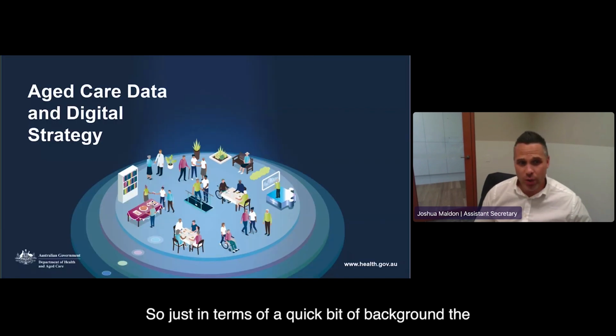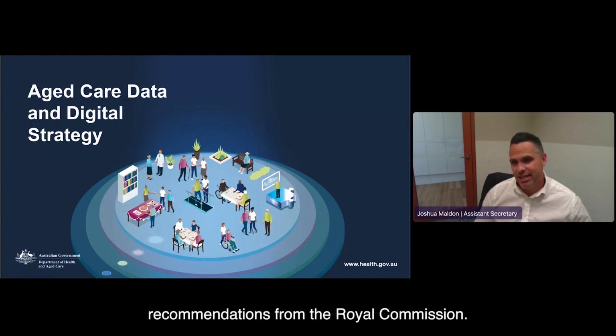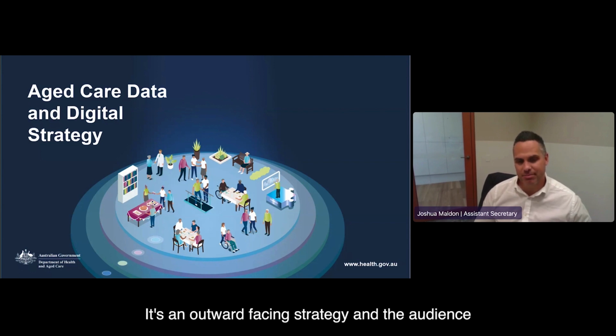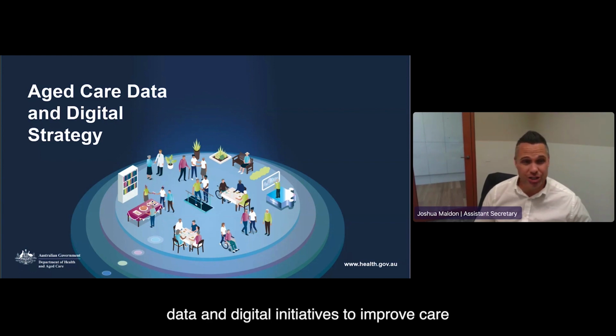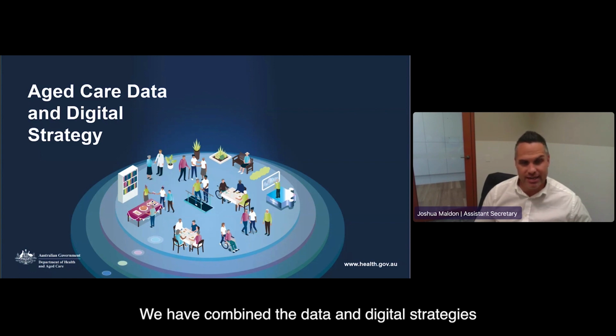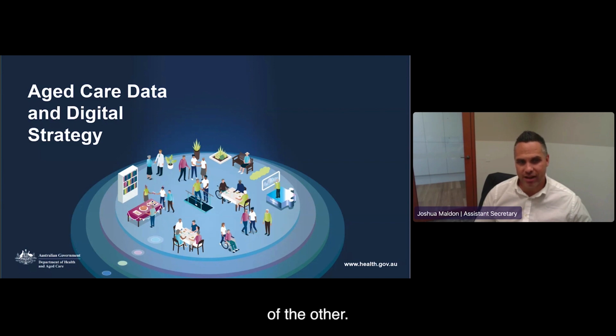So just in terms of a quick bit of background, the strategy effectively responds to several recommendations from the Royal Commission. It's an outward-facing strategy, and the audience is meant to be older people as well as the broader sector, to highlight how we intend to use both data and digital initiatives to improve care at the point of delivery. We have combined the data and digital strategies because we've had feedback that one's the enabler of the other.